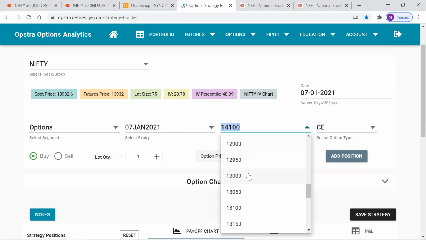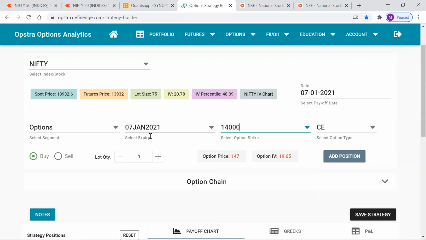If you're estimating that Nifty is going to cross 14,000 before 7th of January, then that means you are bullish. Then if you're bullish, you need to buy call or sell put. Click on add positions, look at the payoff chart, and just decide.